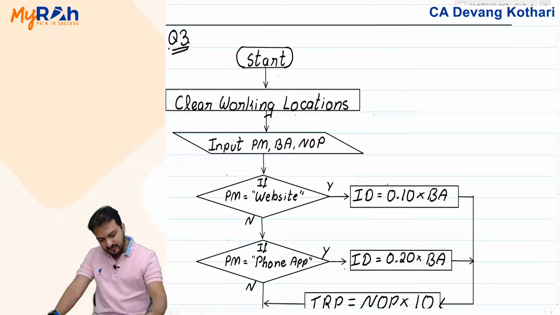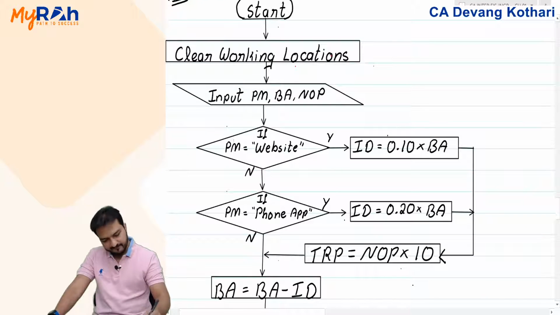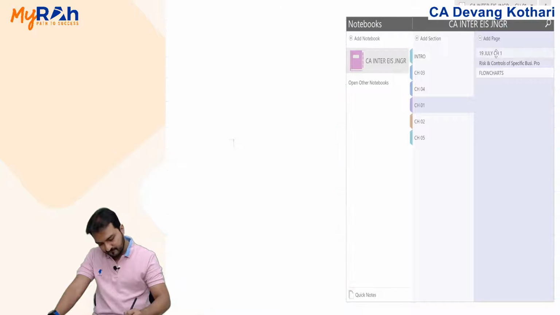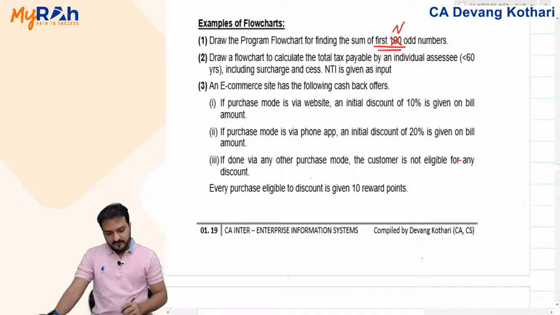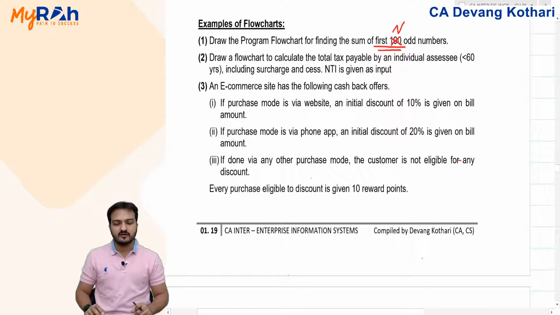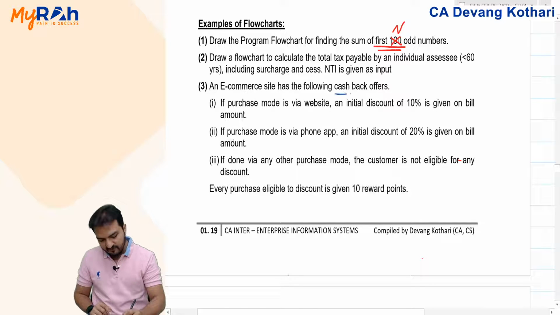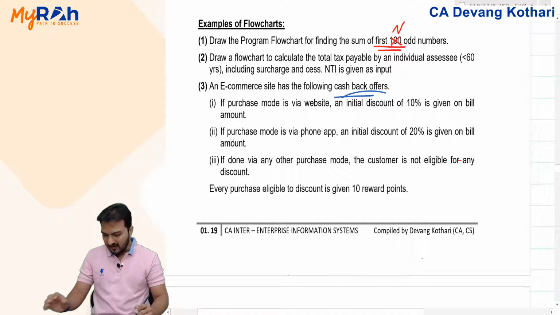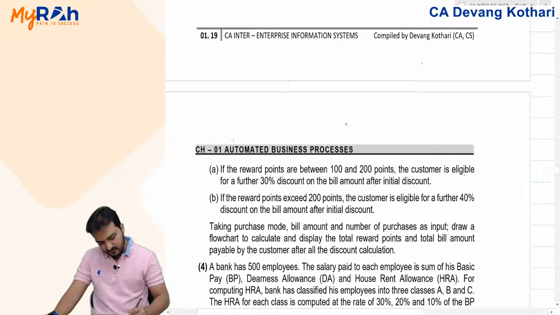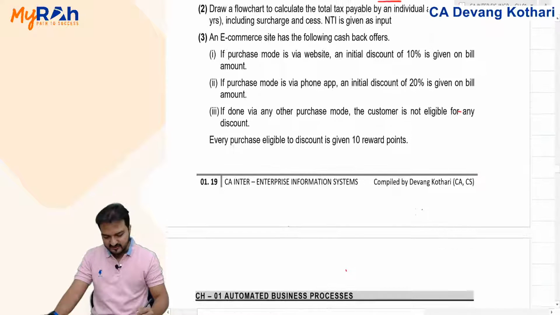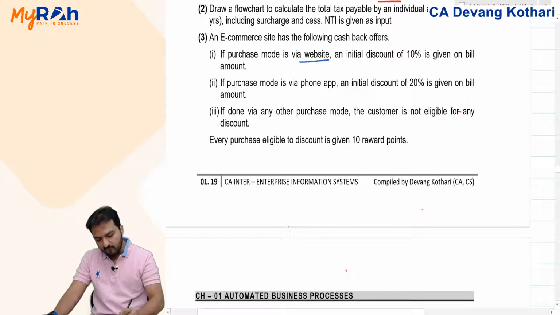Next, you had a question regarding question 3, which was regarding calculating sales value or billing software. It was a question about billing software where you had been given various cashback offers which involved some initial discount, and further it involved additional, extra discount also. So initial discount depends on the mode of purchase, website or phone app, or any other purchase mode, then no discount.